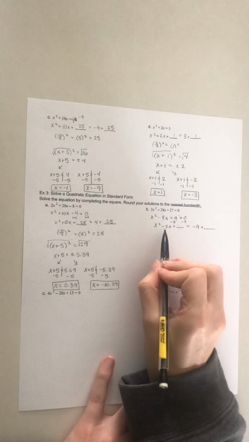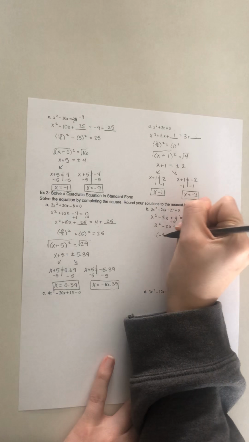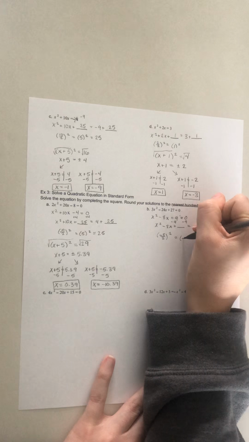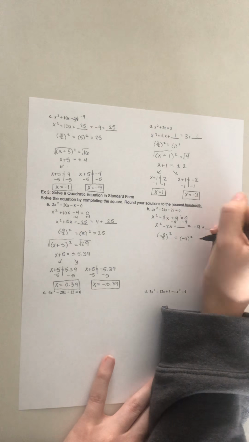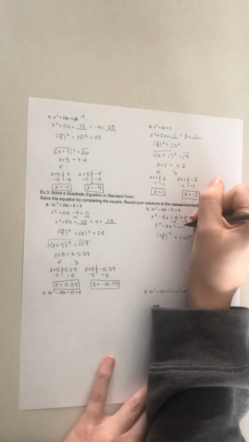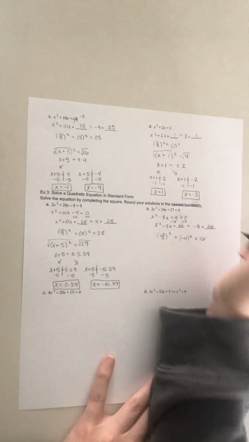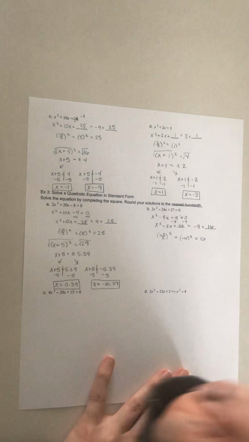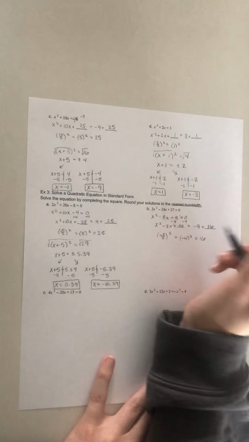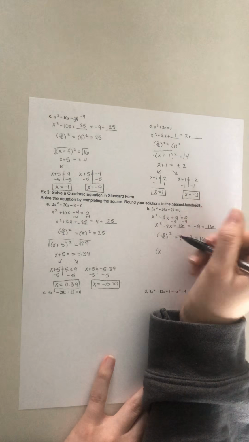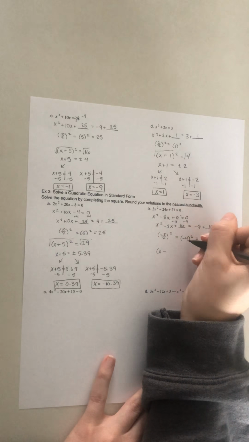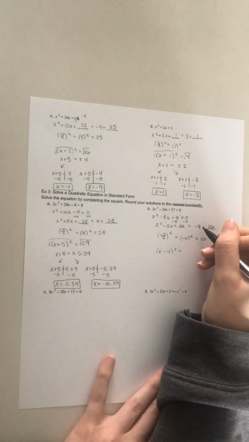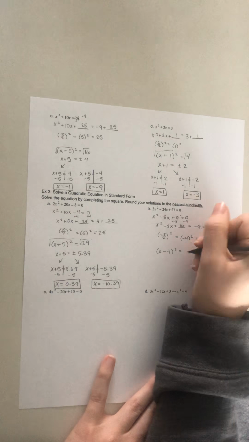Okay, so I take my b value, which is negative 8, I divide it by 2, and I square that. So I would have negative 4 squared, which equals 16. So I'm going to add 16 to both sides. Okay, then I factor this. So I'm going to have x minus, and then I have the 4 squared equaling negative 9 plus 16 is going to equal 7.